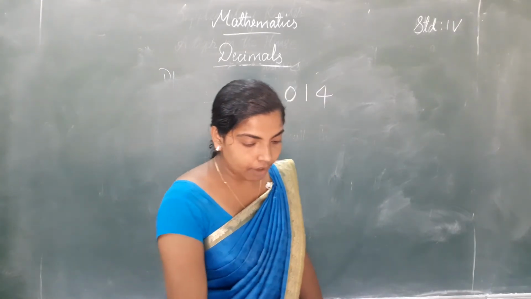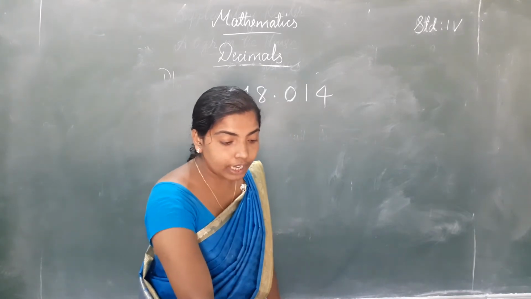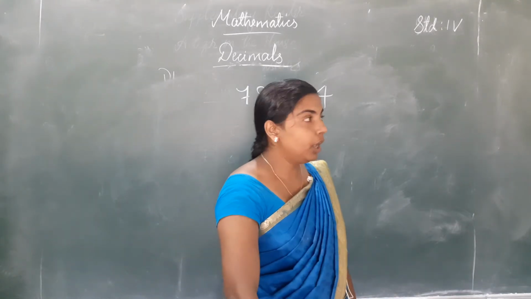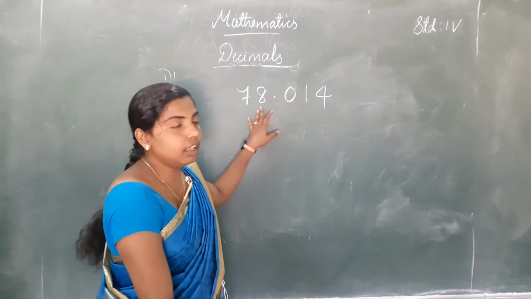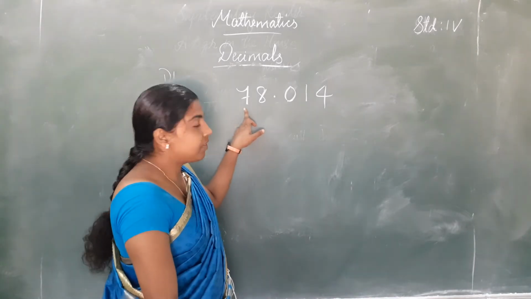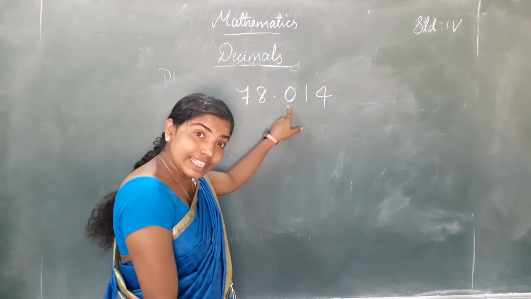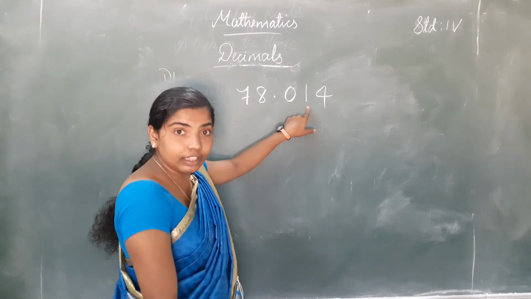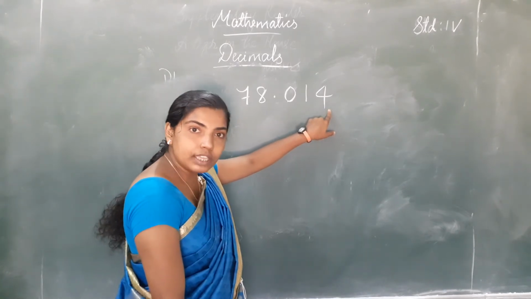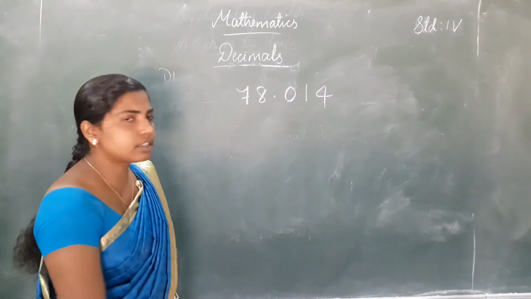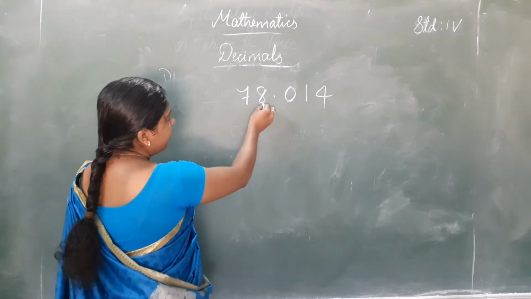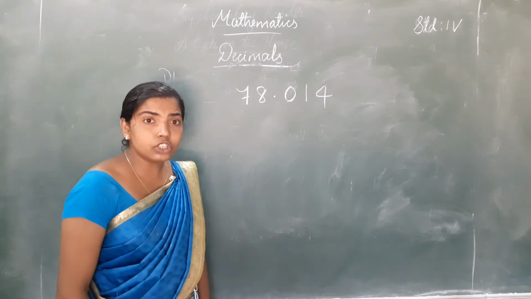Okay, here we have to write the place value of each of the digits written here. We know 8 is in the ones place, 7 is in the tens place, here 0 is in the tenths place, this is the hundredths place, this is the thousandths place. So let us write the place value of each of the digits.